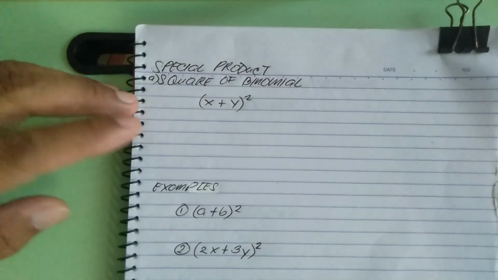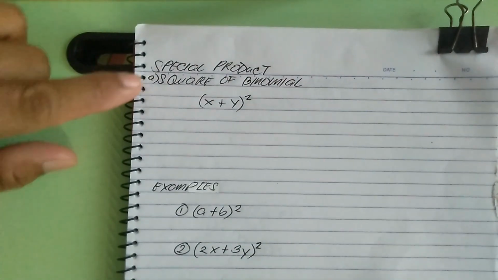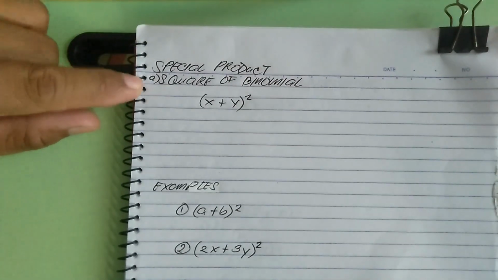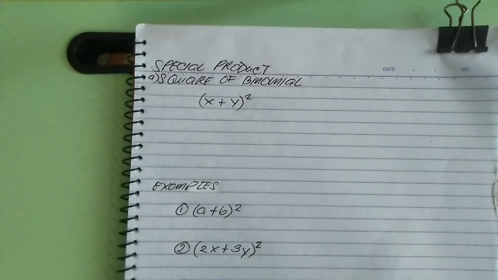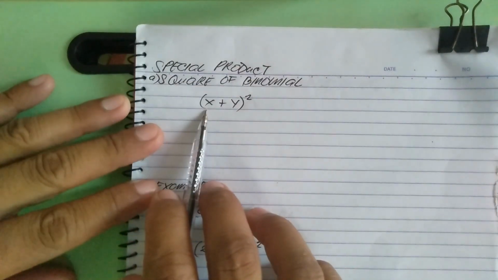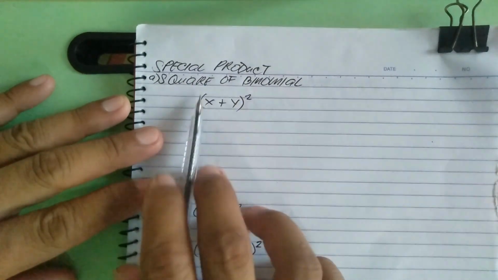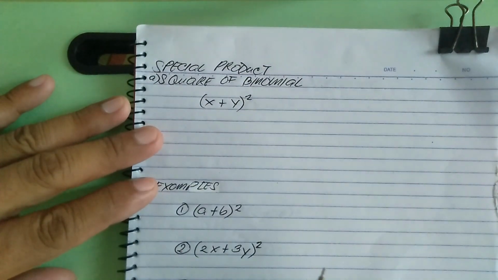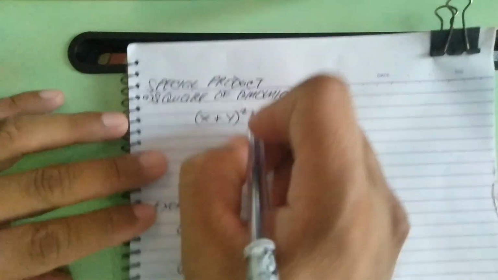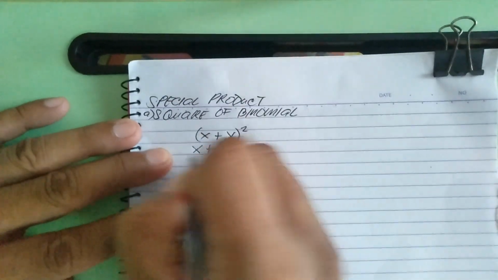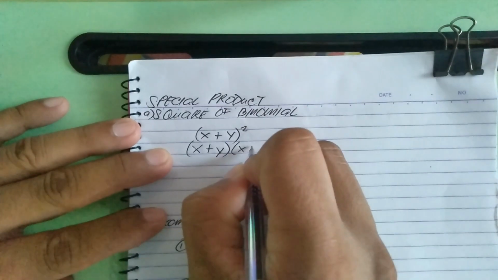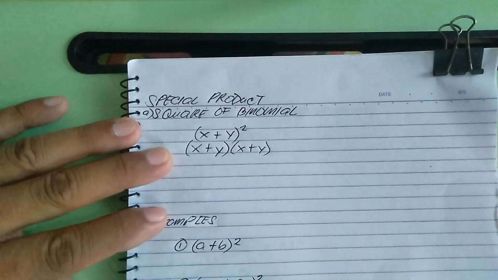Okay, so let us now continue our discussion on the special product. First is the square of a binomial. Ganito po ang itsura niya. Binomial siya, naka-parenthesis, and then naka-squared. Or, meron pang ibang itsura yan. Ganito po. X plus y times x plus y.